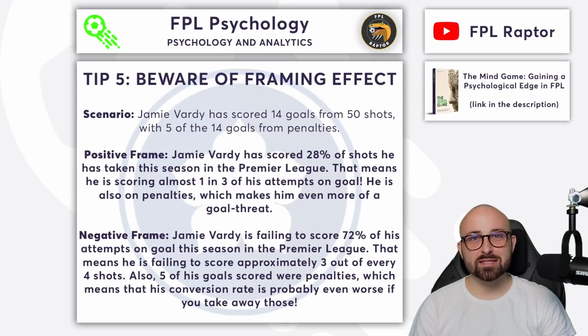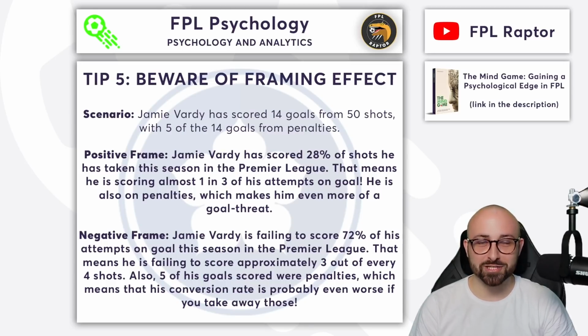The final one is the framing effect, which is probably one of the most applicable to FPL, and it does also relate to confirmation bias in tip 1. And framing effect is what it says on the tin. It's the way that we frame data. So the same piece of data can be framed positively and it can be framed negatively. So I'm going to read out a scenario now and show you how the same scenario, the same piece of data can be completely switched whether you frame it positively or negatively.